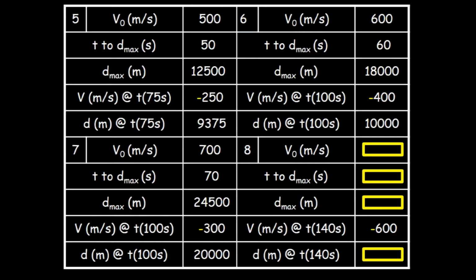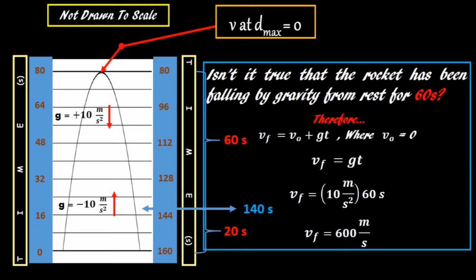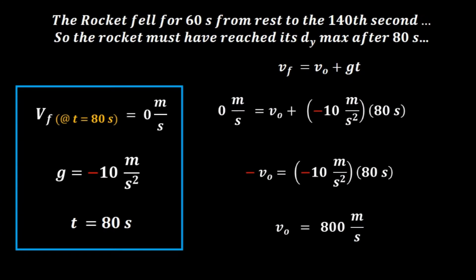Well, there's some obvious things here. If it's 600 meters per second at 140 seconds, that means that it must have reached its maximum altitude at 80 seconds and fell for 60 seconds to have a velocity of 600 meters per second. That must have been true. So if that's the case, what was the original velocity that the rocket had?